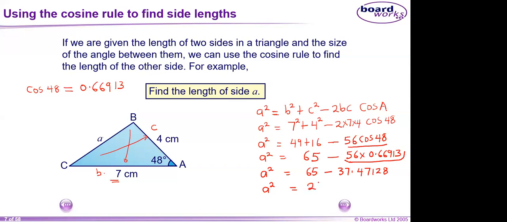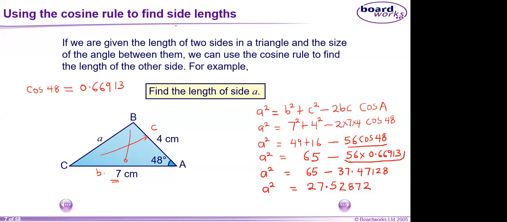71. 27 point. Are we subtracting? 27, yeah. Point. Point. 5, 2, 8, 7, 2. Now, how do we get our A?